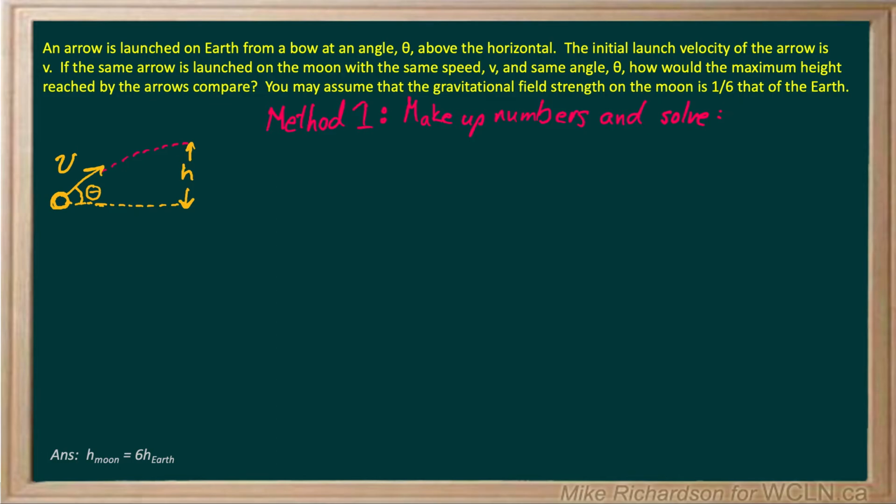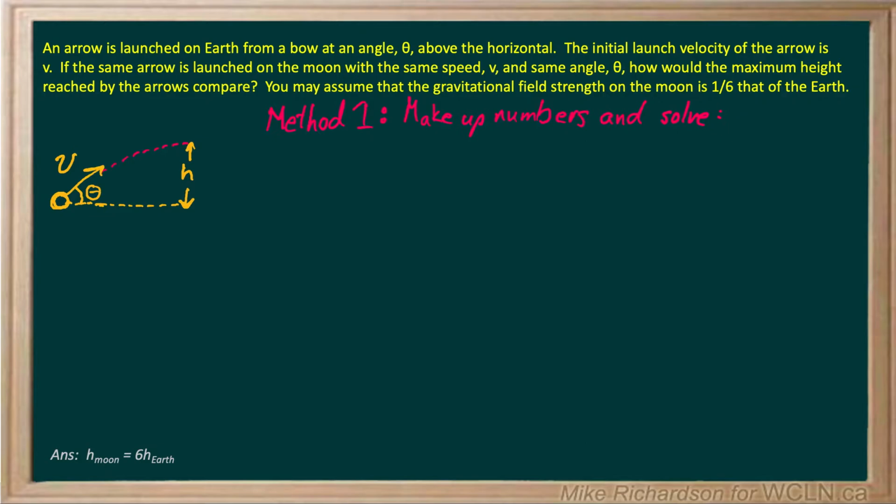Got a question where an arrow is launched on Earth at an angle of theta, and then it's relaunched on the moon at the same angle with the same launch velocity. And we know that the moon is 1/6 that of the Earth in terms of its gravitational field strength. And the question's asking, how much higher will it go on the moon than it does on Earth?